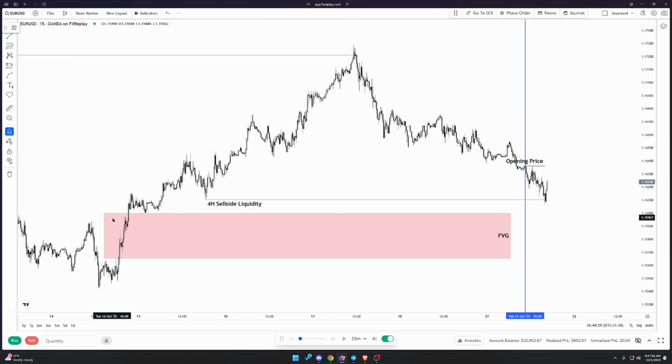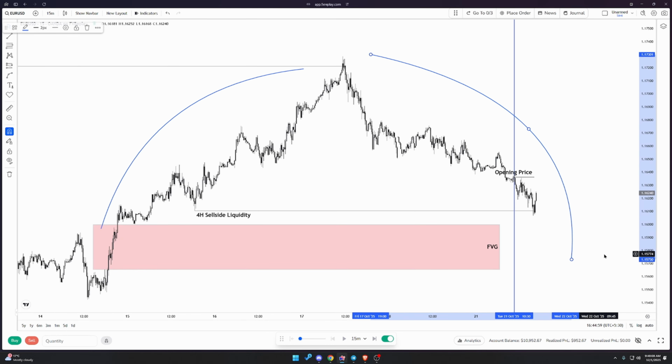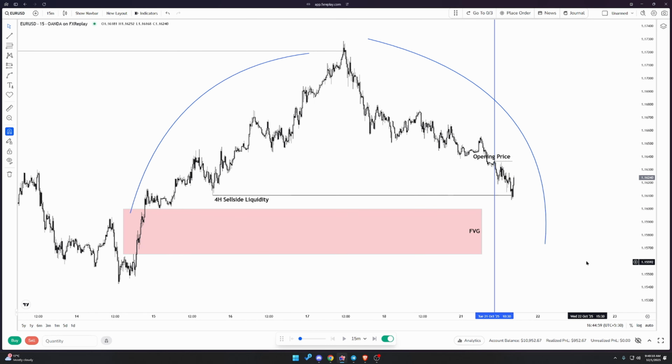This is how real trading is. Look how simple this whole setup is. We have traded both the market maker buy model and the market maker sell model just with the opening price. Just keep your trading approach simple. This one thing is very powerful. Just be consistent with it.